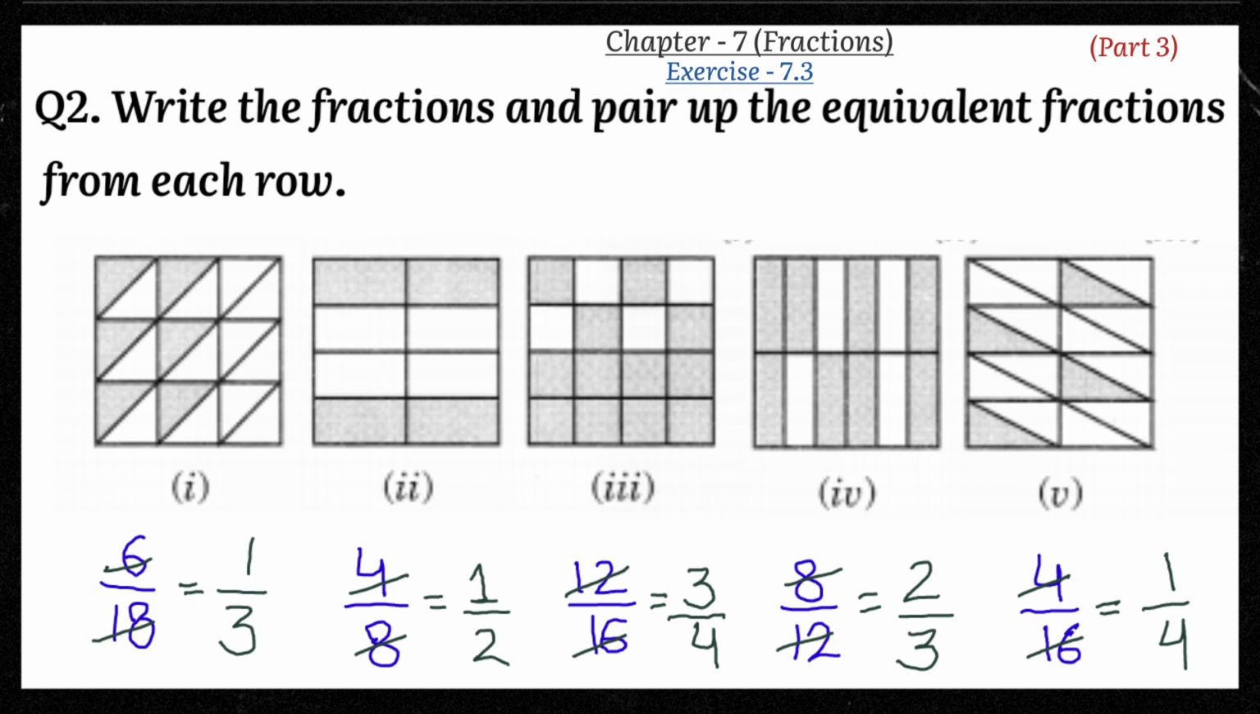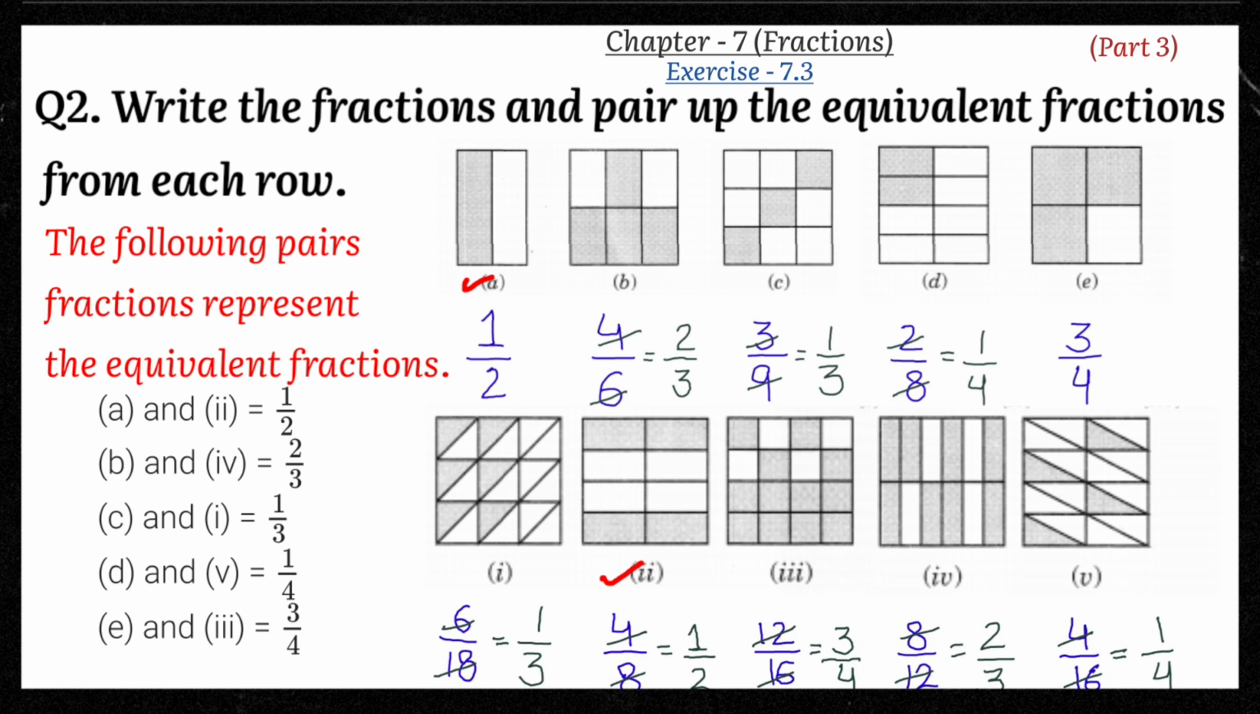So now we have to make the pairs of fractions. So students, A and second part are the same, they are equivalent fractions, that is 1 upon 2. B and fourth part are equivalent, that is 2 upon 3. C and first part are equivalent fractions, that is 1 upon 3. D and fifth part are equivalent fractions, that is 1 upon 4. E and third part are equivalent fractions, that is 3 upon 4.